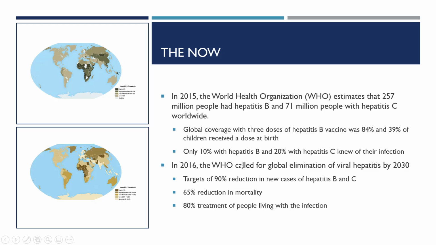In 2016, the WHO called for global elimination of viral hepatitis by the year 2030. Their targets are a 90% reduction in new cases of hepatitis B and C, a 65% reduction in mortality, and an 80% increase of treatment of people living with the infection.